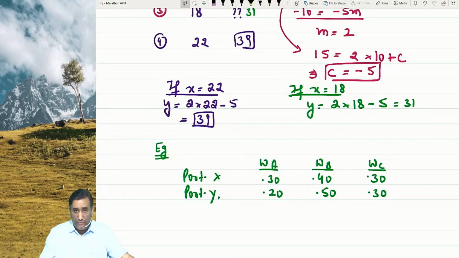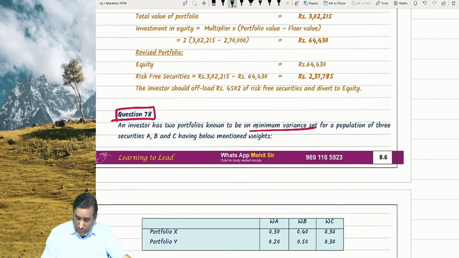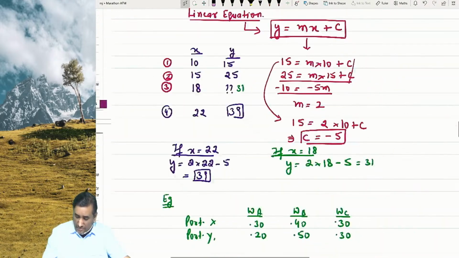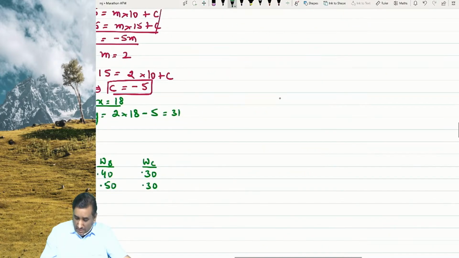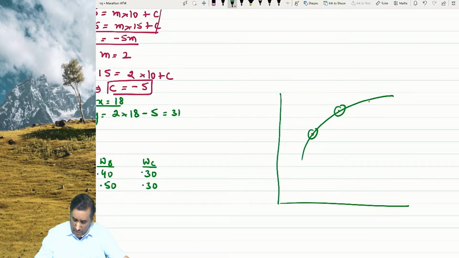Now first of all understand what it means. I'll just read the data and then come back here. Investor has two portfolios to be on minimum variance set. Sir, what is minimum variance set? Which is lying on the efficient frontier. Now if I try to draw, just for a reference purpose, I would have shown you in the beginning of the class. In the normal classes we spend a lot of time, but in this class we will spend. Any points which fall here are called what? Are efficient. This is expected return, and this could be your standard deviation maybe.